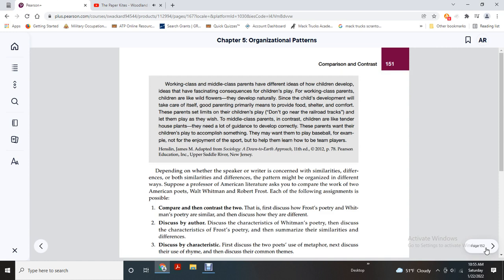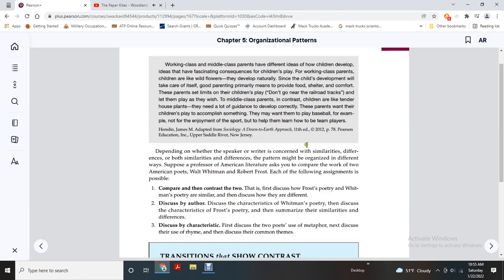To middle class parents, in contrast, children are tender house plants. They need a lot of guidance to develop correctly. These parents want their children's play to accomplish something. They want them to play baseball, for example. They enjoy the sport, but they help them learn how to play with team members.